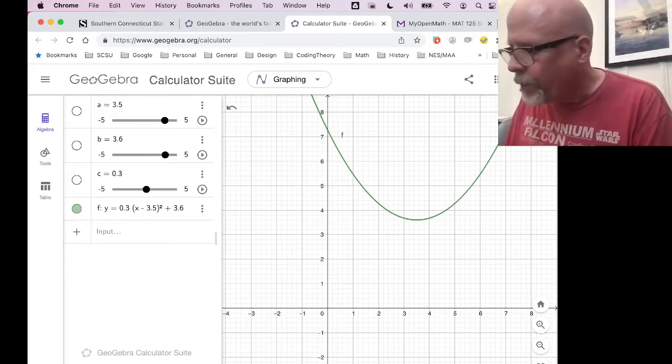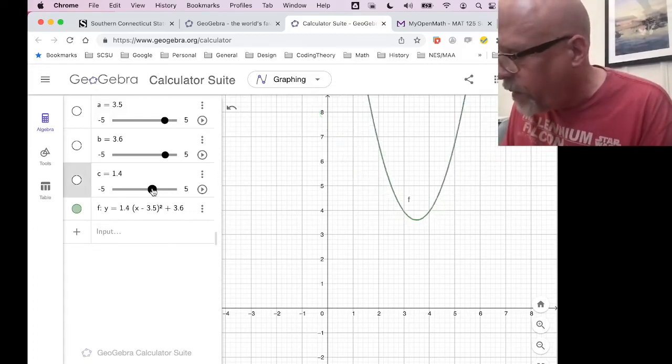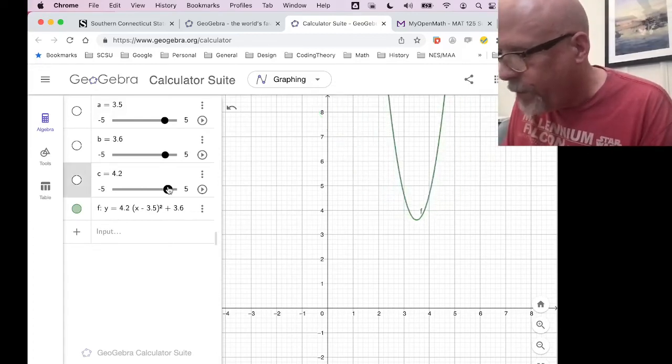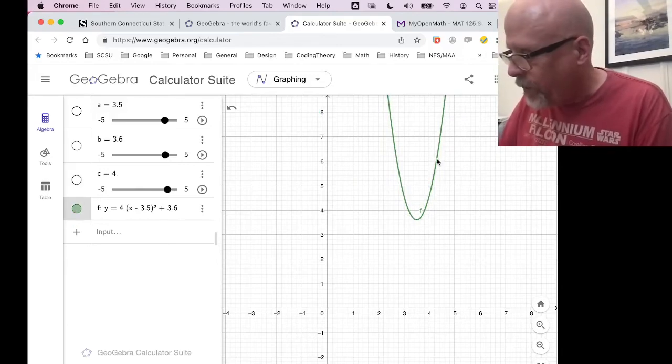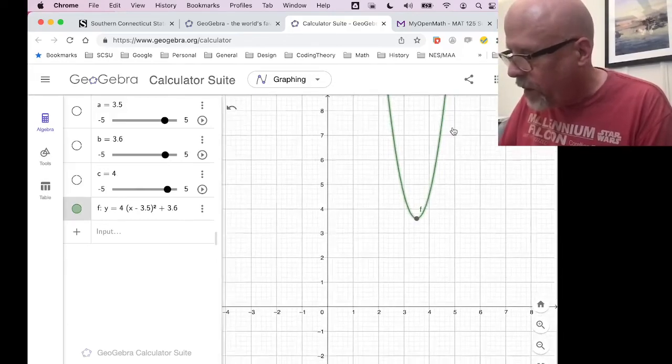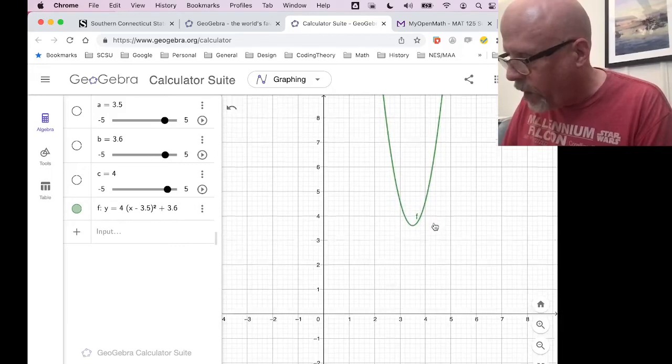That's especially obvious when the C value is large. The A value is not. Right? It's very straight looking over out of here, but down there, it's got quite a lot of curve to it.